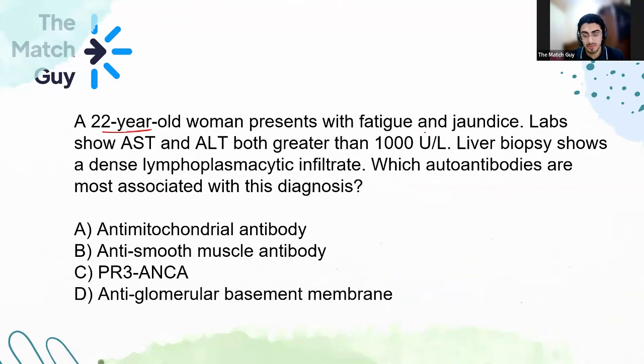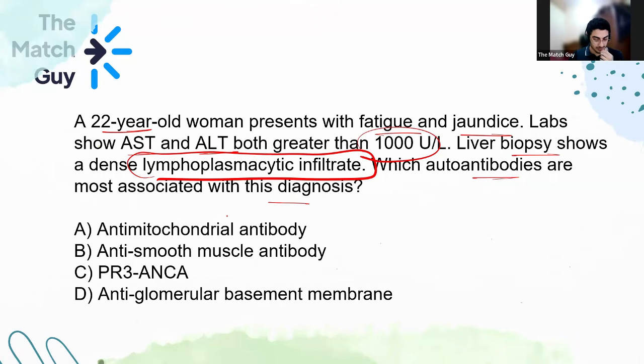A 22-year-old woman presenting with fatigue and jaundice. Lab shows AST and ALT greater than 1,000. Liver biopsy shows dense lymphocytic infiltration. Which autoantibody is most likely associated with this condition?